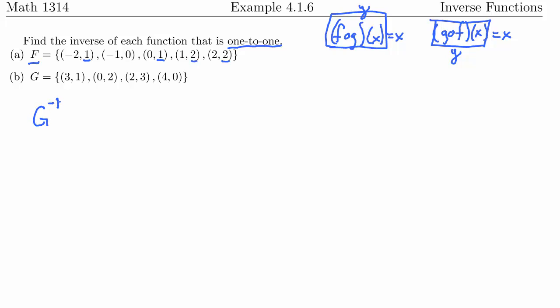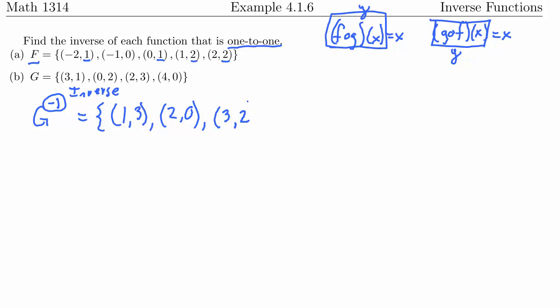So the inverse of g, that's what this -1 means, it's just going to be another set of coordinates. Except this time, reverse the order in which the x and y appear. So for the first coordinate, it will be 1, 3. The second coordinate would be 2, 0. The third coordinate, 3, 2. And the fourth coordinate would be 0, 4.